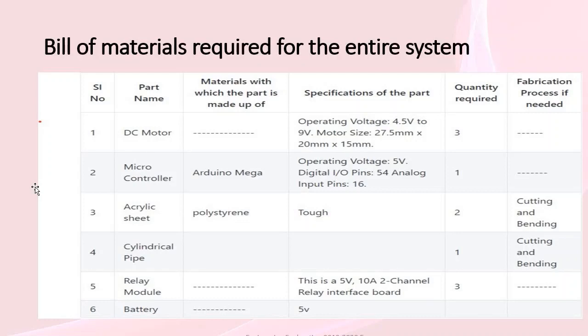Next, the third part is the acrylic sheet, which is made of polystyrene, which is tough, and the quantity required is 2, and the fabrication process needed is cutting and bending. The fourth part is the cylindrical pipe, the quantity required is 1, and the fabrication process needed is cutting and bending. The fifth one is the relay module, which is a 2-channel relay interface board maintained at 5 volt, and the quantity required is 3. Next, the battery with the specification 5 volt.